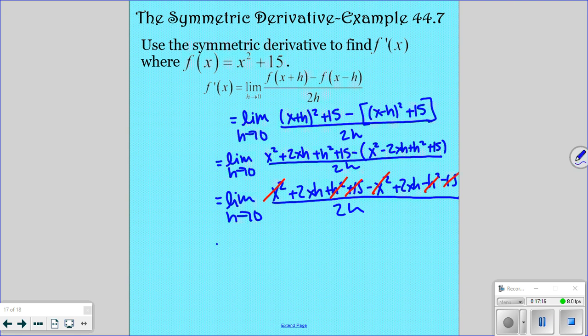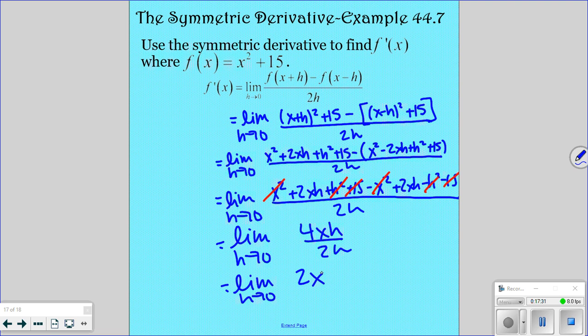So the terms that'll cancel are the x squareds, the h squareds, and the 15s. And so we're left with 4xh over 2h, which reduces to 2x, and then there's no h to plug anything in, so that just equals 2x. And so that is your derivative. And if you look back, what is the derivative of x squared plus 15? It is 2x. But sometimes problems lend themselves to using the alternate definition or the symmetric definition. So you just have to look.